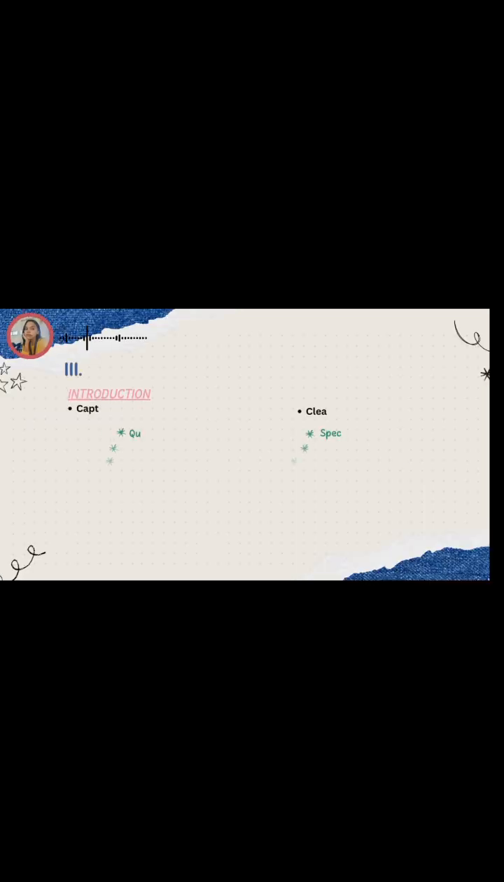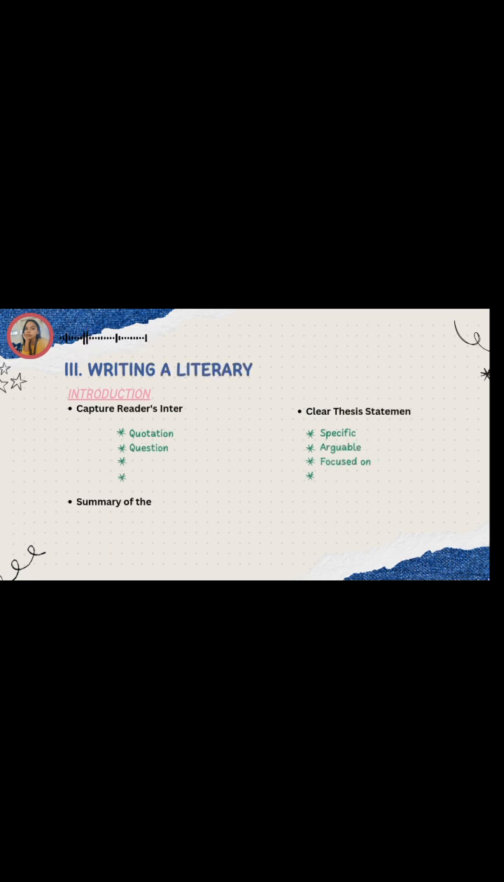So here are the key steps in writing a strong literary analysis. First is the introduction. The introduction is your first chance to grab your reader's attention. You can start with a quotation, a thought-provoking question, a vivid description, or a startling fact related to the work. And after that, provide a brief summary of the literary piece to give context.